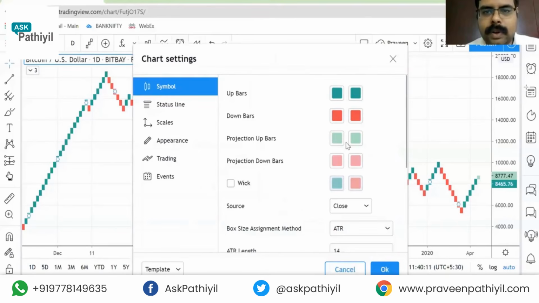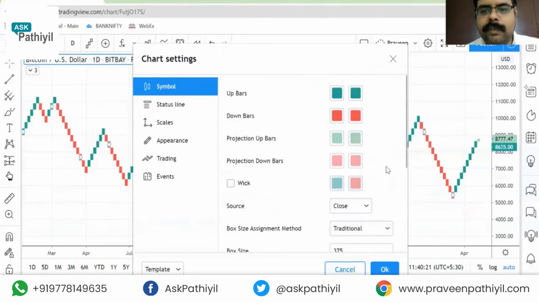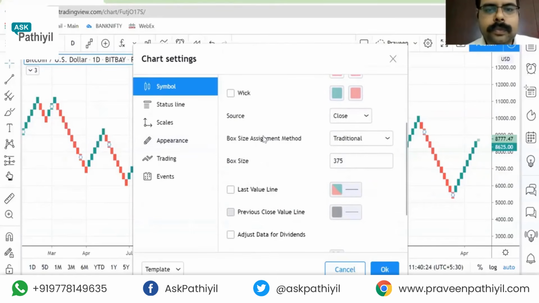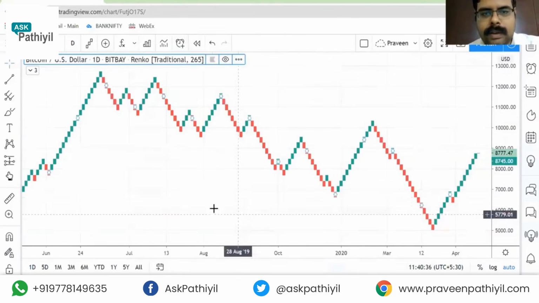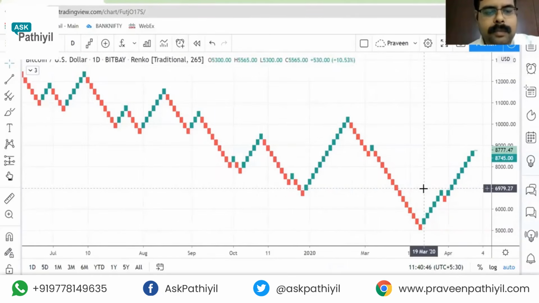So I'm just going to look at this. I'm changing the box size from ATR to the original methodology, the traditional one, wherein I define the box size. So 265 is the value I have got, which is just half of ATR 14. This is how I'm going to define this. I'm just plotting 265, clicking it, and I'm done. This is the easiest way of getting converted into a real-time Renko chart.